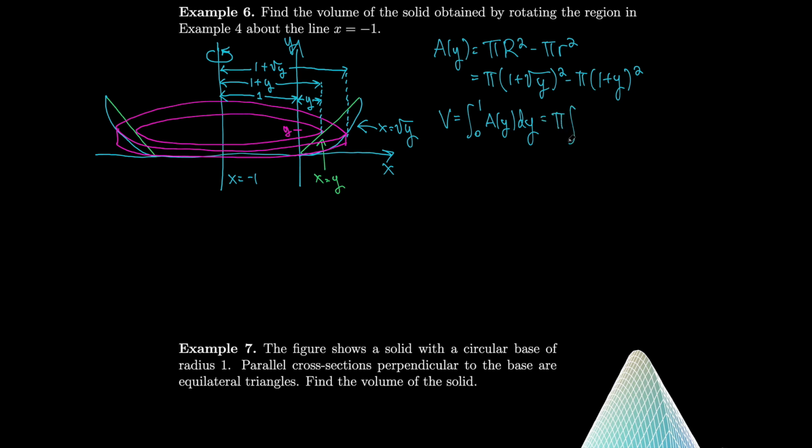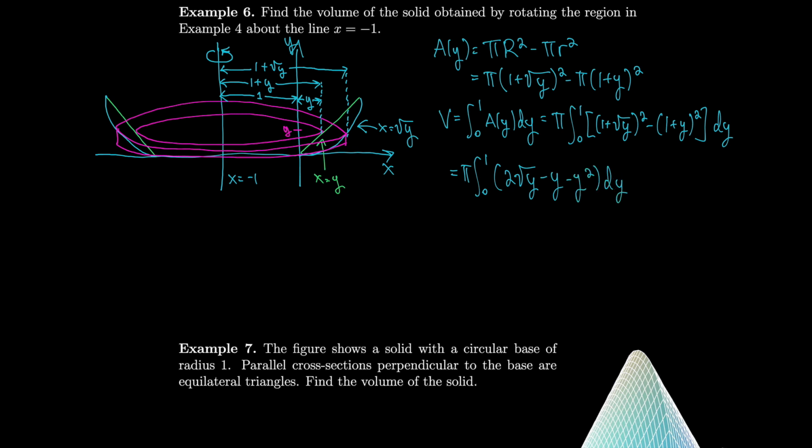And that'll be pi times the integral from 0 to 1 of (1 plus square root of y) squared minus (1 plus y squared) dy. So that becomes pi times the integral from 0 to 1 of 2 radical y minus y squared dy, which is equal to pi times [4y to the 3 over 2 over 3 minus y squared over 2 minus y cubed over 3] from 0 to 1, which is pi over 2.